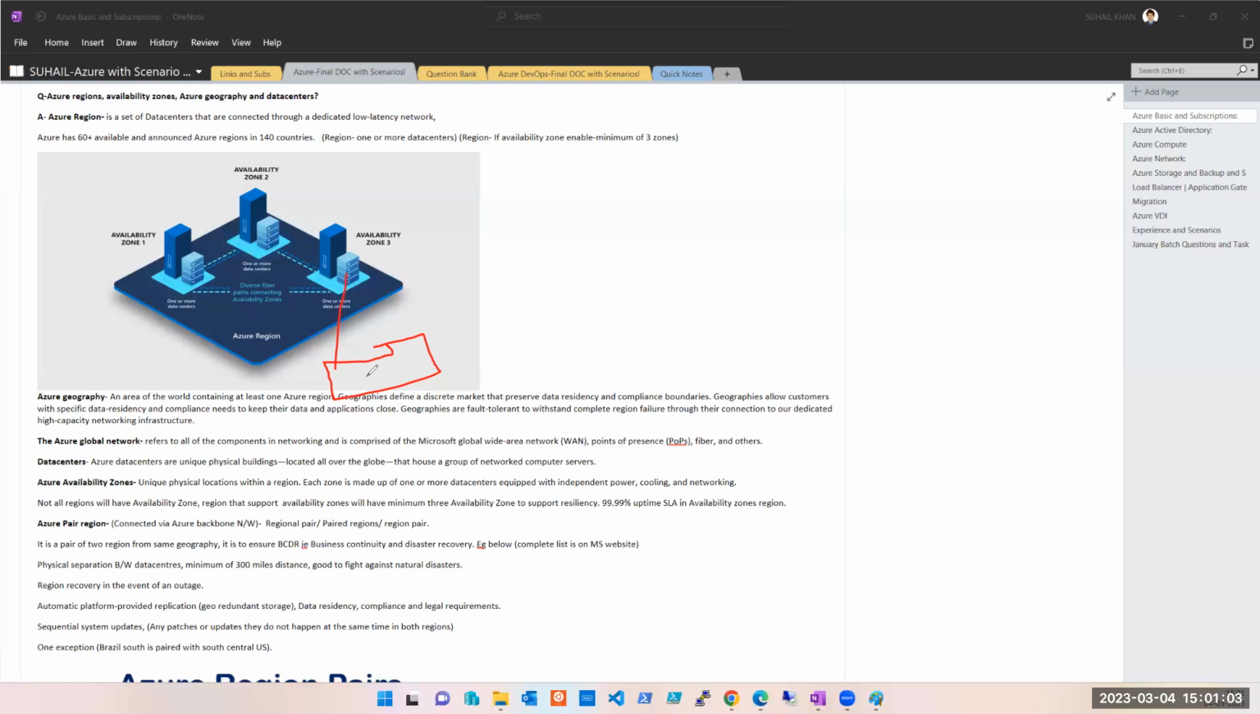मंथली SLA 95% का मतलब क्या होता है? 95% का मतलब अगर मंथ में 730 आवर्स हैं, तो 730 आवर्स का 95% आपका एप्लीकेशन हमेशा अप रहेगा, जो approximately 693 आवर्स आता है। बट 5% यानी 36 आवर्स डाउन हो सकता है। क्यों?